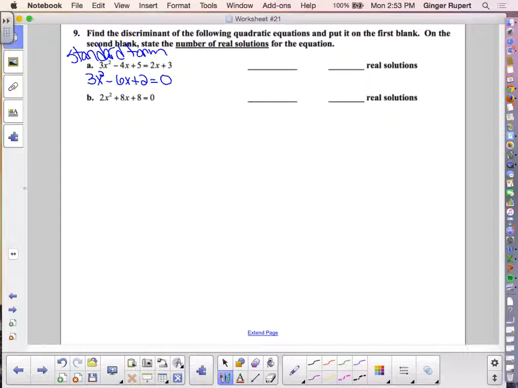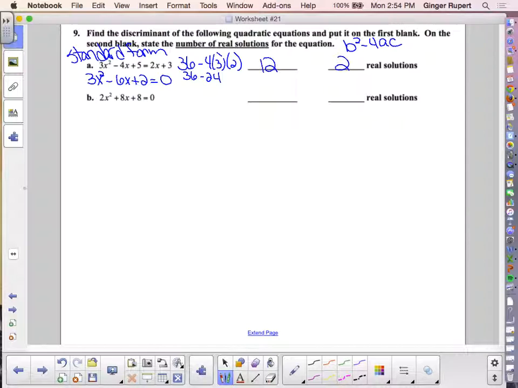So then remember, the discriminant is b squared minus 4ac. So that will give me 6 squared, 36, minus 4 times 3 times 2. So 36 minus 24 gives me a discriminant of 12 and means I have 2 real solutions.